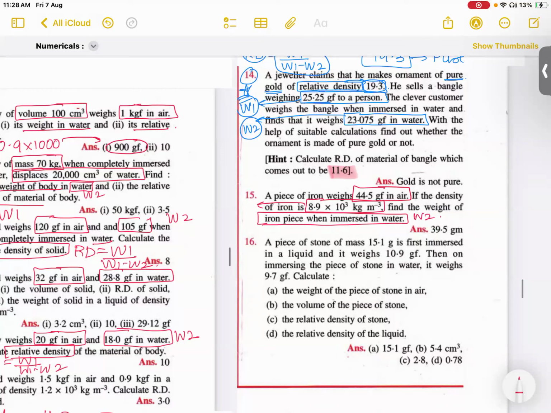Guys, I think this is simple. Density is given. From this density, I will write this as RD. Remove the unit. We will use the formula: RD is equal to W1 upon W1 minus W2. W2 we are supposed to find. W1 and RD are given. Substitute and get your answer. Okay, students? The weight which you will get will be in terms of gf. Fine? Let's take the last question.